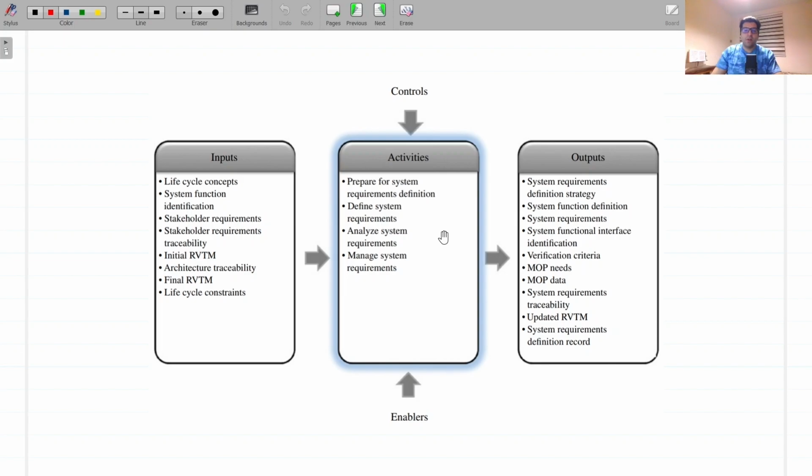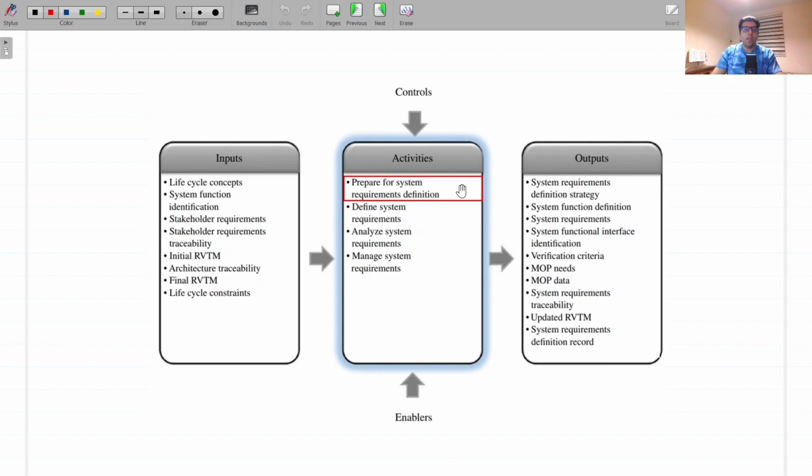The system requirements definition process includes the following activities. Prepare for system requirements definition. Establish the approach for defining the system requirements. This includes system requirements methods, tools, and the need for and requirements of any enabling systems, products, or services.